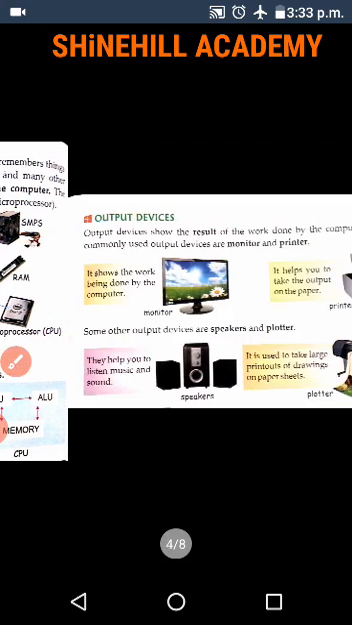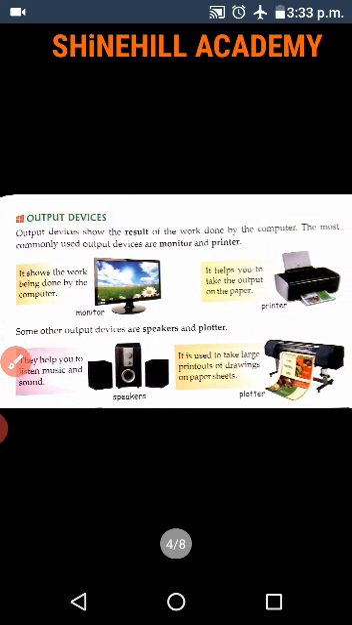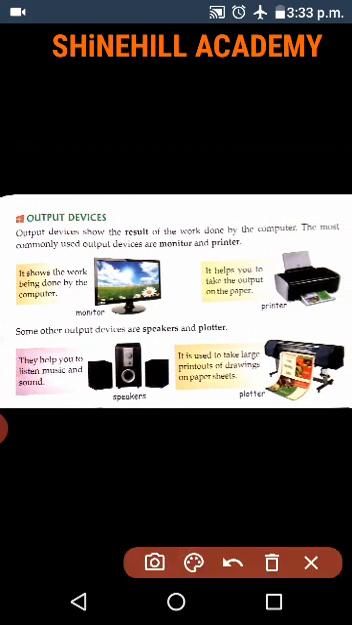Okay. Next one, output devices. Output devices show all the results of the work done by the computer. The most commonly used output devices are monitor and printer. Monitor shows all the work being done by the computer. And printer helps you to take an output on the paper.